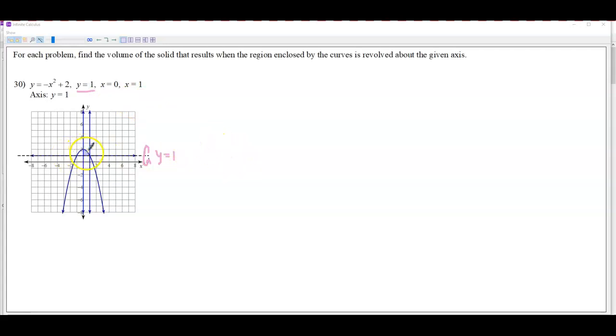And also you want to remember that your radius is the distance from your curve straight down, or in some cases straight up to the axis of rotation, depending on which one is on top. So let's go ahead and begin here first by finding our radius.